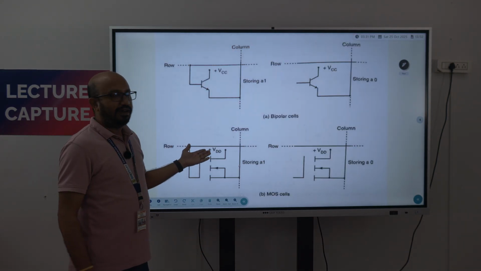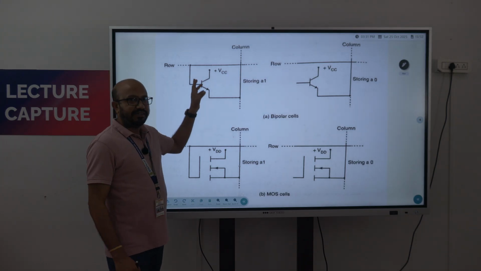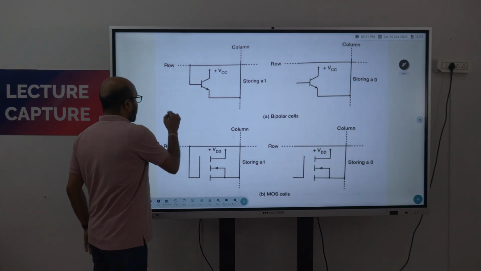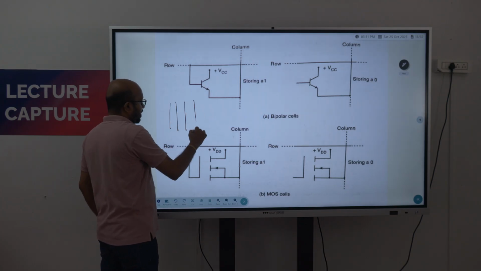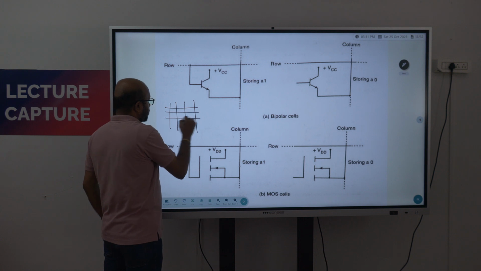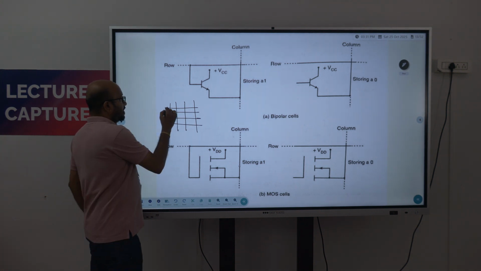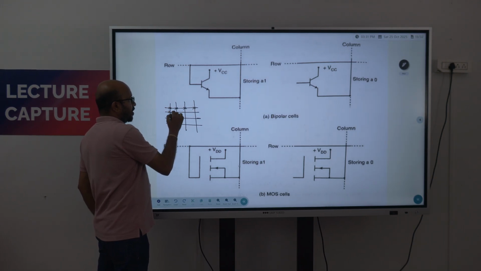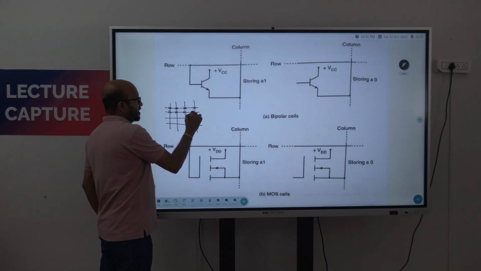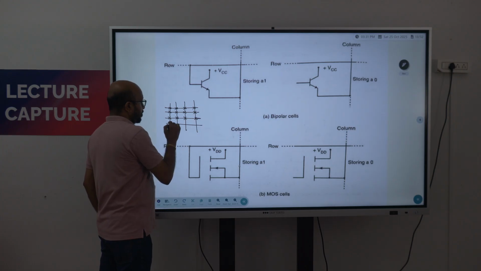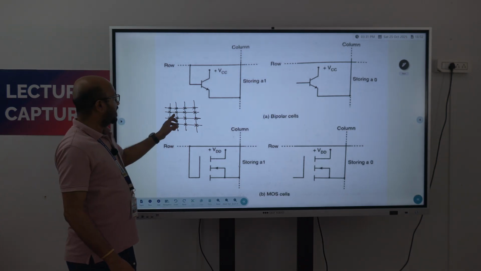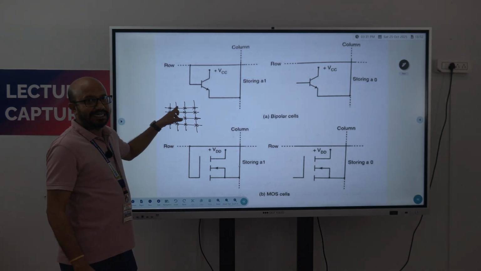So this is the MOS cell as well as the bipolar cell. There is a memory mapping. The memories are structured like a matrix, and just like this a memory will be mapped. The interconnection points of these rows and columns are the important area where the data are stored. So where the data are stored means the cross areas, the interconnected areas.